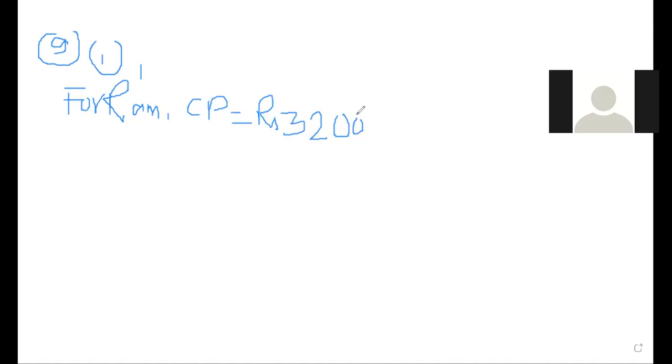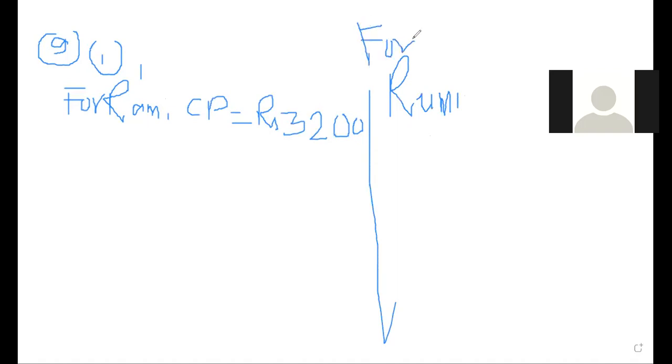Now, what are they asking there? Ram sold to whom? Rumi. Ram has sold to Rumi. This is for Rumi. When Ram is selling the radio to Rumi, what happened there? Look, he sold it to Rumi at a gain of 15%.